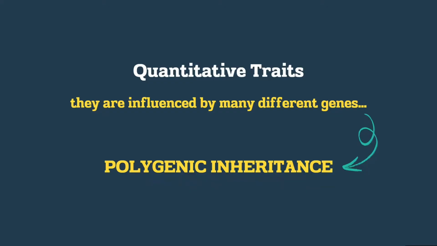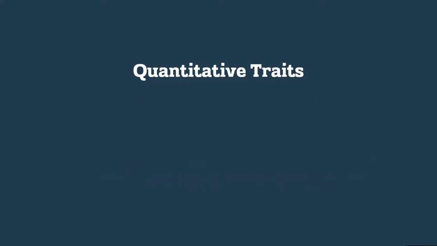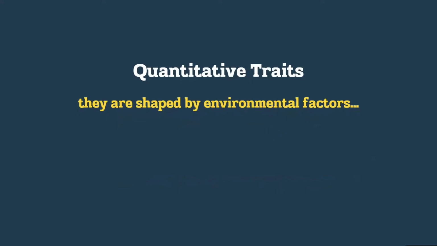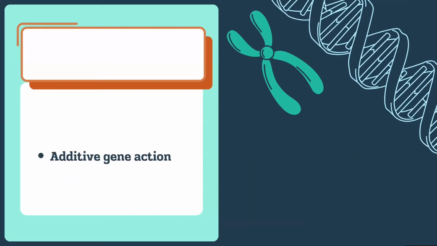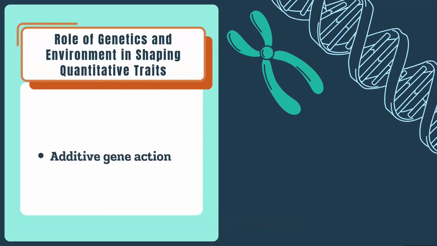But that's not the whole picture because these traits are also shaped by, of course, environmental factors such as nutrition, climate, living conditions, space allowance, space requirements, health, and the overall management practices. So when we say environmental factors, these are the non-genetic factors influencing the phenotypic expression of quantitative traits. So that is the role of genetics and the environment in shaping quantitative traits.